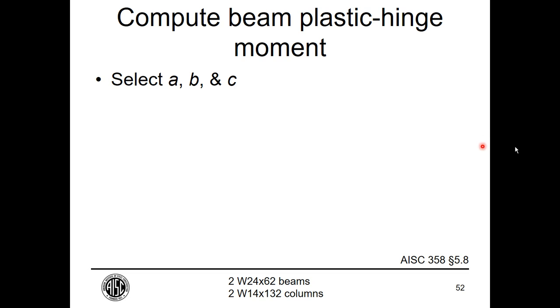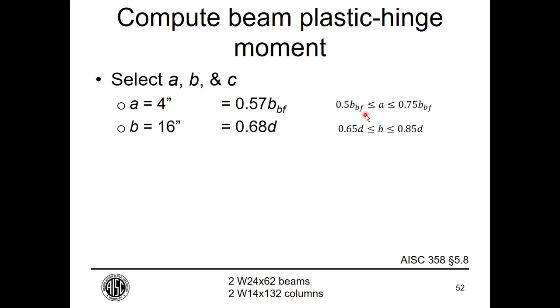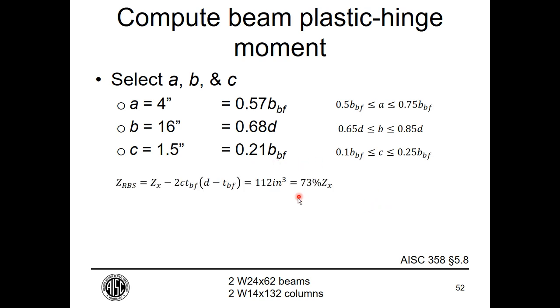So we start by selecting these dimensions A, B, and C. A, we're keeping near the lower end of that acceptable range. B, also towards the lower end of that acceptable range. These things keep the plastic hinge closer to the column face. And then C, we're more or less in the middle of that range, maybe towards the upper range, taking a fairly large bite out of the flanges. Our reduction is 27% of the plastic section modulus of the beam.